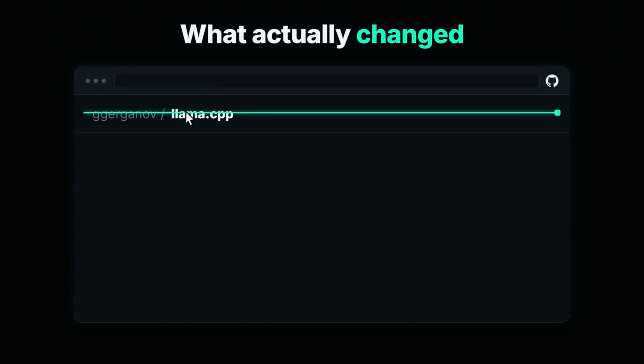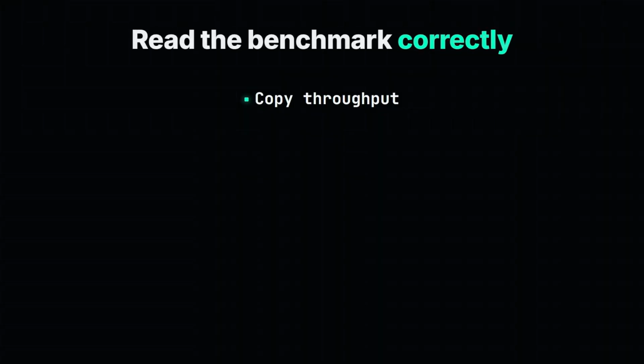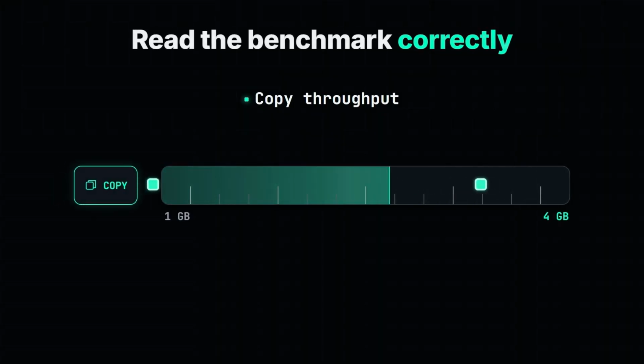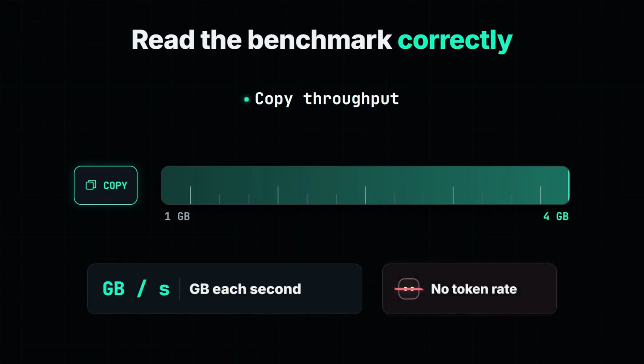The fix changes a copy kernel, meaning the GPU routine that performs this conversion. It changes launch sizing, not models or APIs. Throughput means data moved each second. Here it is copy path gigabytes per second, not generated tokens.